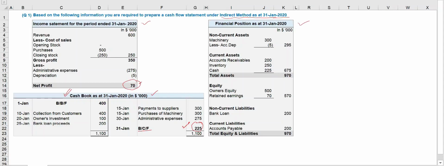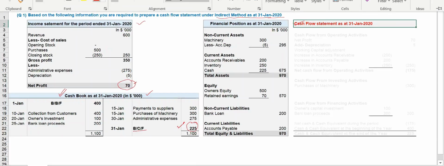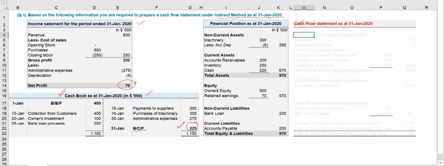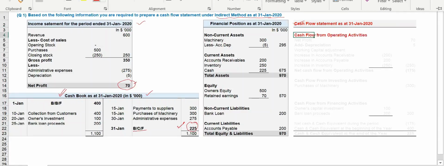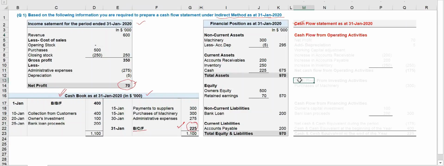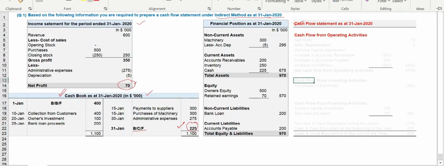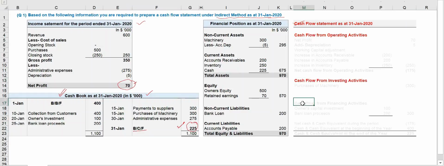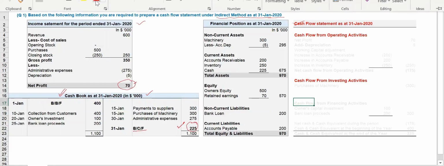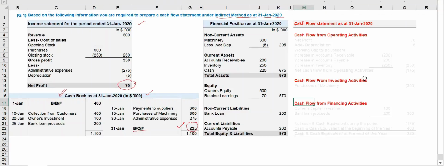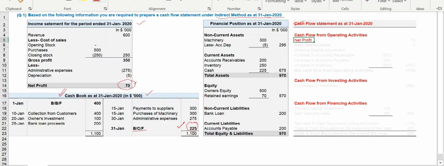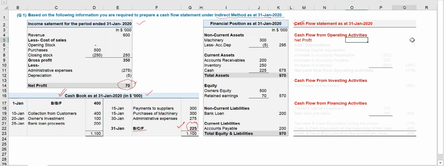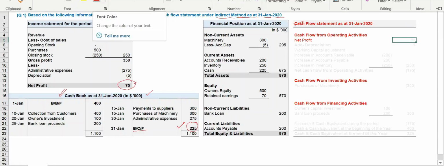Our three headings will be cash flow from operating activities, cash flow from investing activities, and cash flow from financing activities. Now the cash flow from operating activities should start with the net profit. So how much is the net profit? It is 70,000 US dollars.